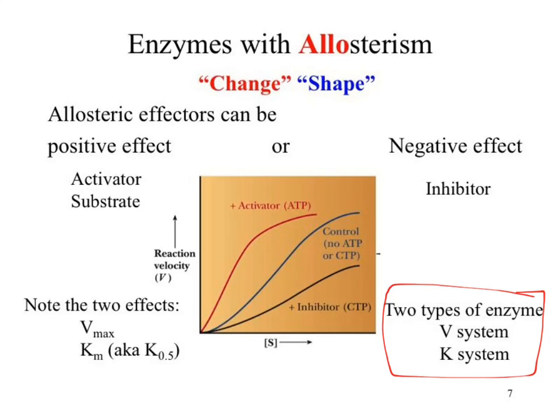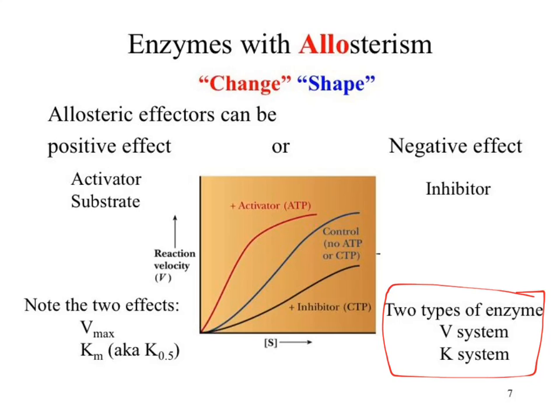So what are our two systems? A V system is one in which our max rate is changed. Our V system changes our max velocity. Our K systems change our Km.